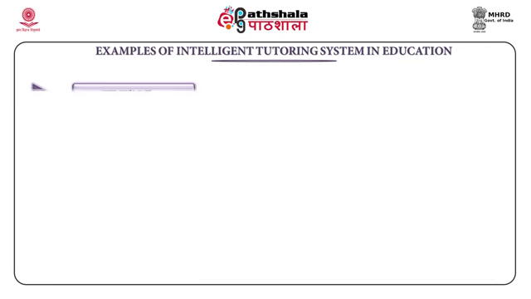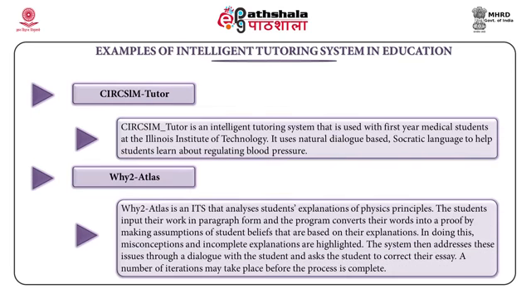Next example is Y2 Atlas. Y2 Atlas is an ITS that analyzes students' explanation of physics principles. The students input their work in paragraph form and the program converts their words into a proof by making assumptions of students' belief that are based on their explanation. In doing this, misconceptions and incomplete explanation are highlighted. The system then addresses these issues through a dialogue with the students and asks the student to correct their essay.